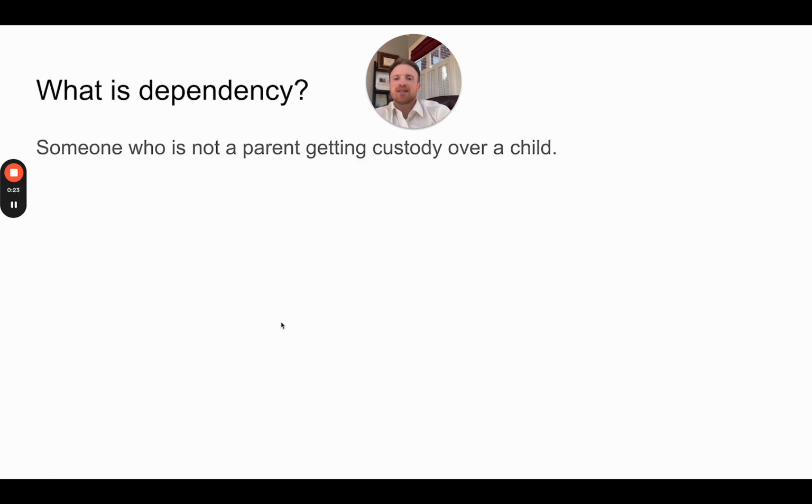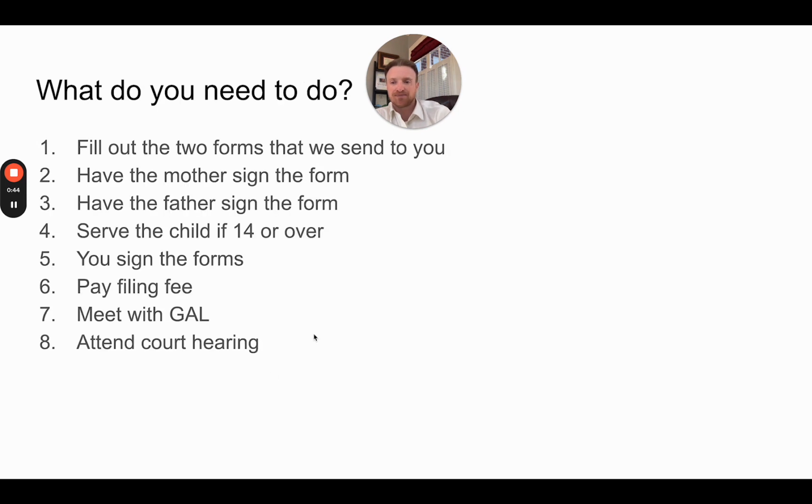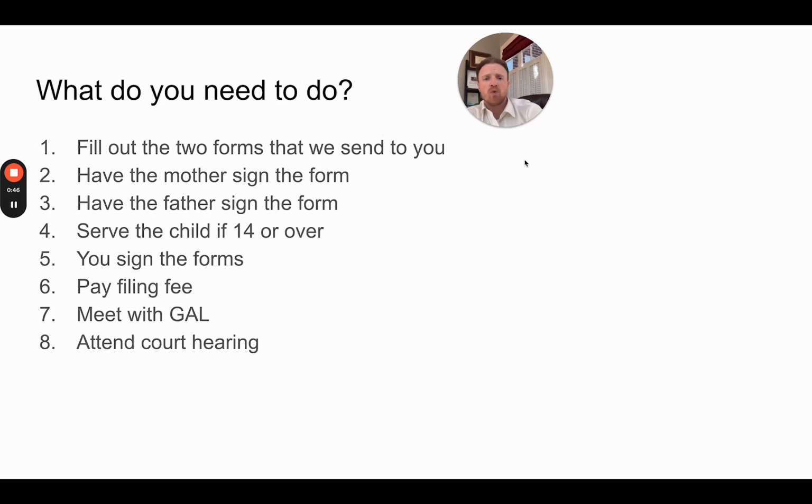So what is dependency? Dependency is when you get custody over a child that you're not the parent of. In some cases, you may do a divorce to get custody. In other cases, you may do what's called a paternity action, where you're the parent. If you're not the parent, though, in order to get custody from a parent, you have to do what's called dependency. So what do you need to do dependency by agreement?